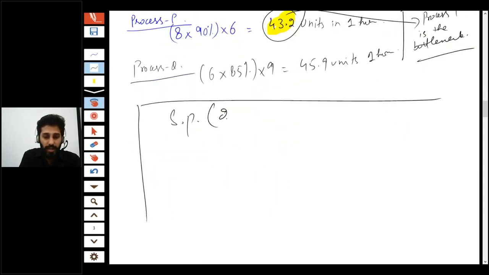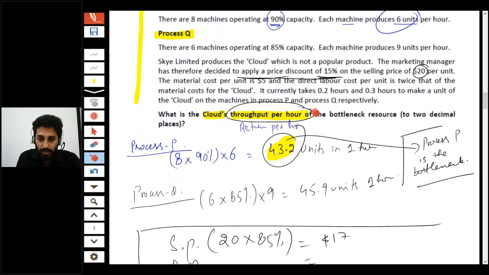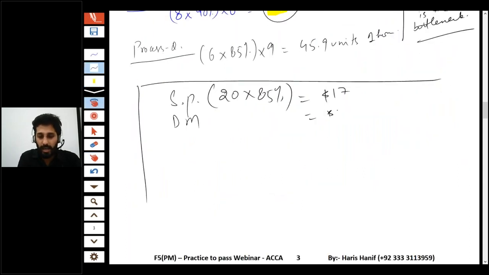15% discount. So it's 20 into 85%. That is $17, which is the selling price. And I need the raw material cost. Material cost is $5, right? So 17 minus 5, that is $12. And that is $12 per unit.